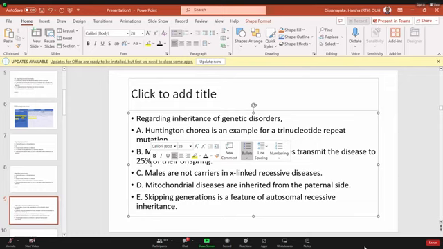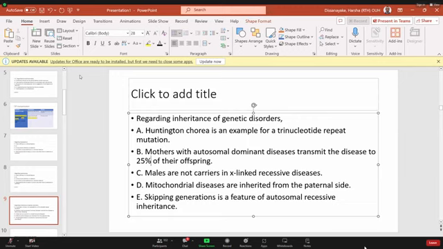Mitochondrial diseases are inherited from the paternal side. Paternal side contributes only the nucleus; the cytoplasm, with the mitochondria, comes from the ovum in the fetus. So all the mitochondrial diseases are maternally inherited. Any questions? No questions.